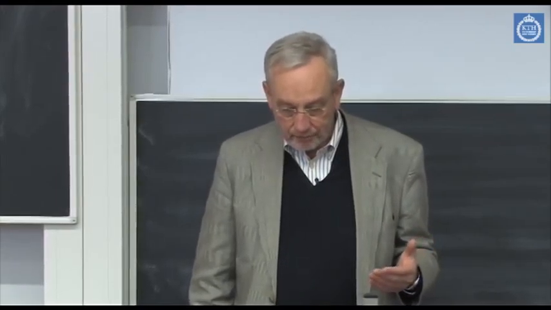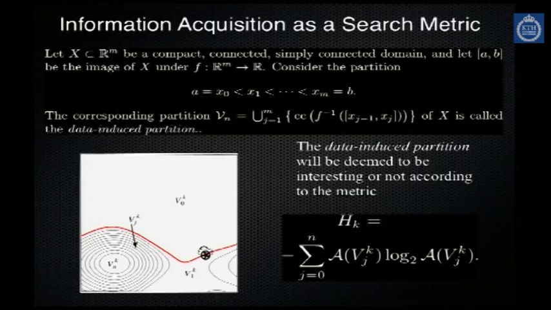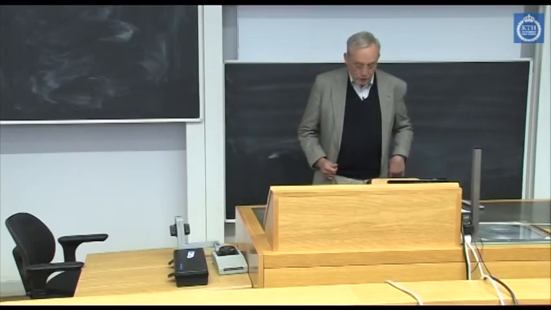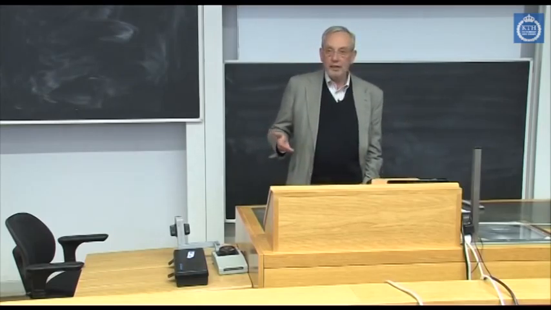And then what I'm going to do is I'm going to form a domain partition. And the domain partition is going to be the set of connected components that correspond to these little subintervals in the range partition. So these are going to be these level sets, but in particular the regions between the level sets. So they're going to be annular regions, typically, topologically equivalent to annuli. And what I call the data-induced partition then gives rise to a metric which looks a lot like Shannon's entropy.